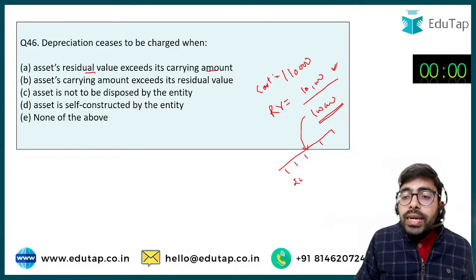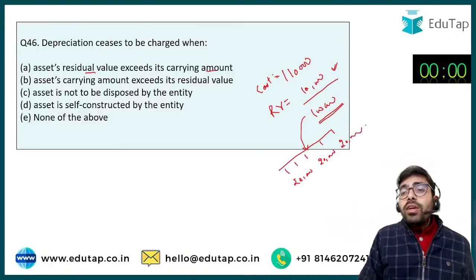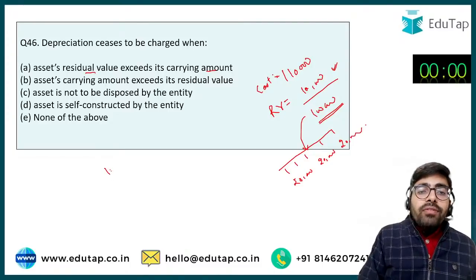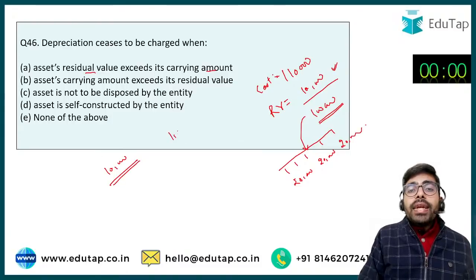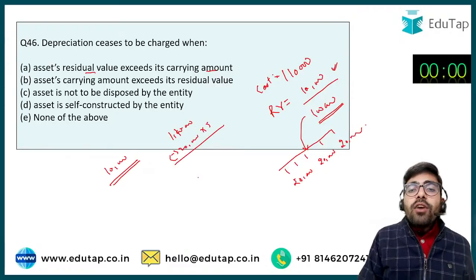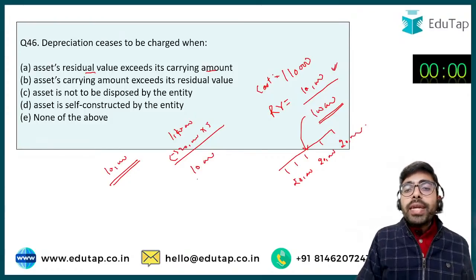So 20,000 I am writing it off every year. Okay. So at the end of the 5th year, what is going to be my value? My value is going to be 10,000. Okay. So 1,10,000 का था, every year I charge 20,000 for 5 years, and at the end of the 5th year the value of the machinery in my balance sheet is only going to be 10,000.